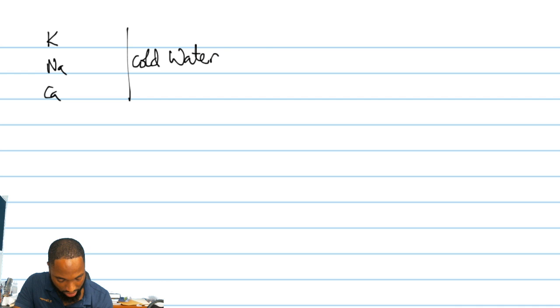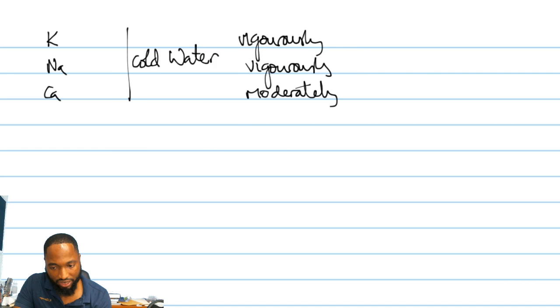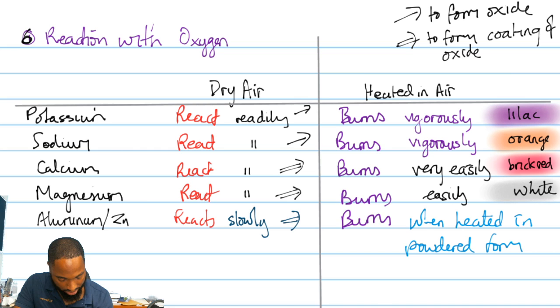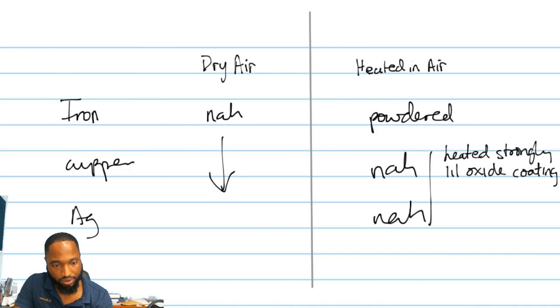So we need to get this with potassium, sodium, calcium. All of these we'll deal with just cold water, right? And with cold water, potassium and sodium react vigorously, and this one moderately. Now we're still going to get the flames taking place here. Let me bring back all these flames now. Lilac and orange. Copy, paste back them flames. Boom.